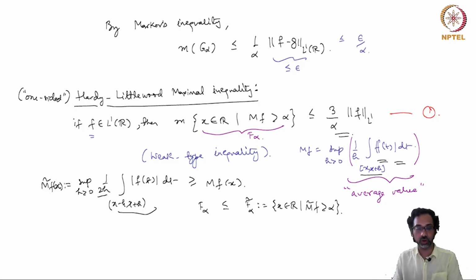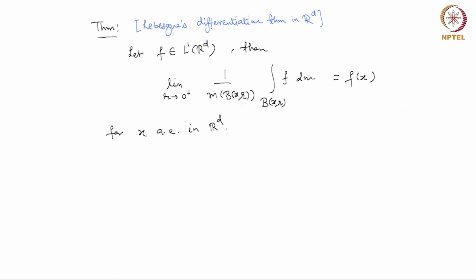So this concludes our proof of the Lebesgue differentiation theorem in R, and in fact, since we have proved the Hardy-Littlewood maximal inequality in R^d, and we have also shown the Vitali covering lemma in R^d, the Lebesgue differentiation theorem can now be easily proved for R^d. The statement is the following: if you take an L1 function f in R^d, and take the limit as r goes to 0 plus of 1 over the measure of B(x,r) times the integral of f dm over B(x,r), this is equal to f(x) for almost every x in R^d.